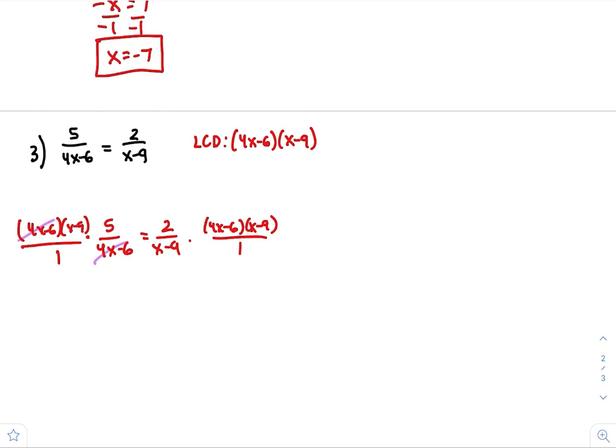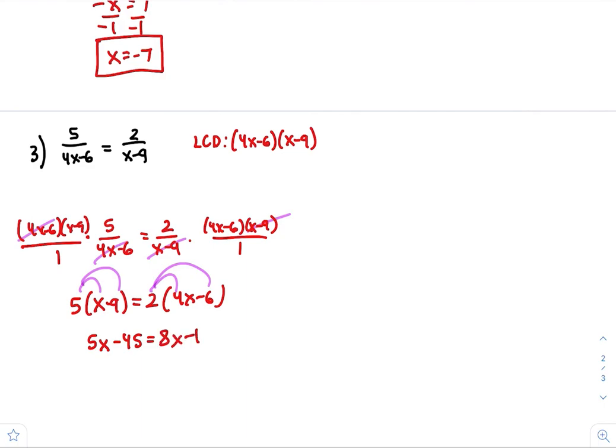Cancel, cancel, cancel, cancel. So what do we have left on the left-hand side? We have 5 times x minus 9, right? And 2 times 4x minus 6. Let's distribute. 5x minus 45 is equal to 2 times 4x is 8x, 2 times -6 is -12.